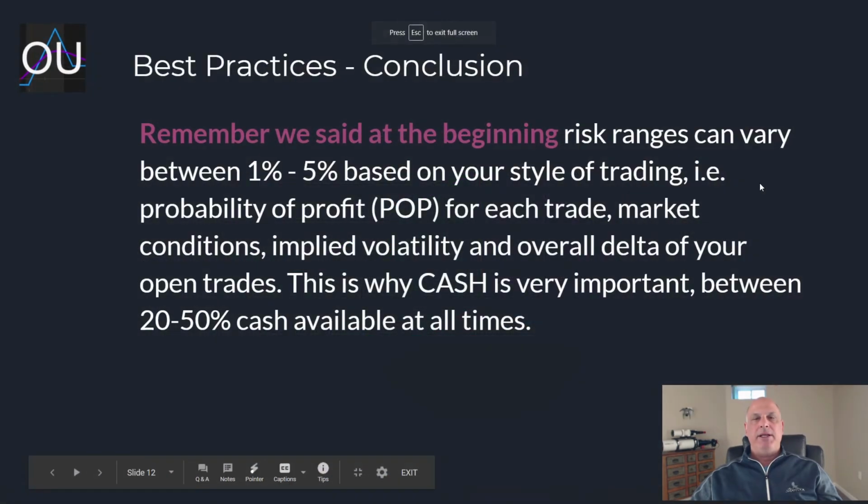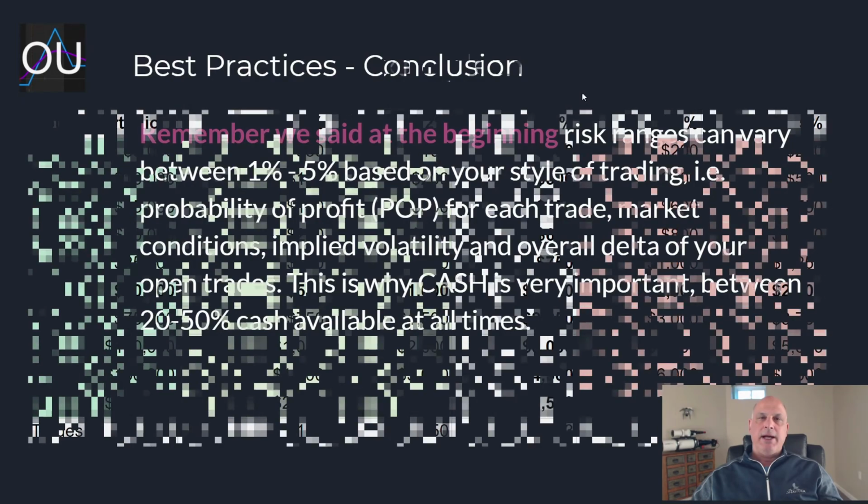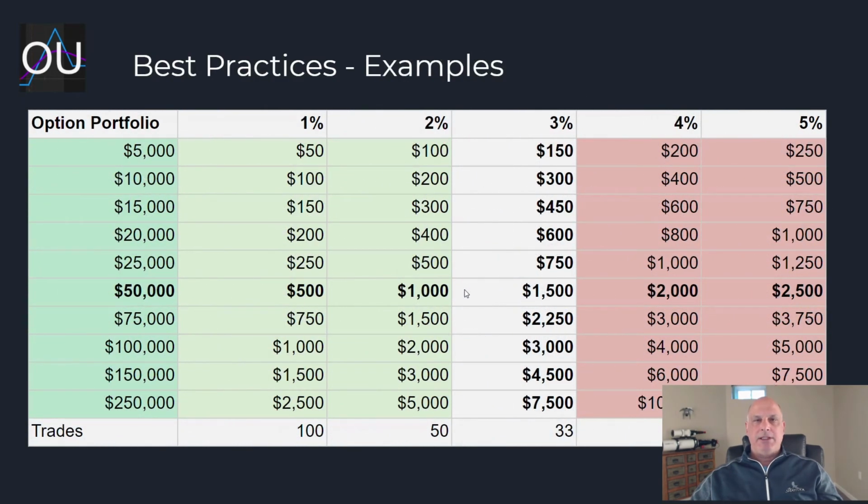So remember at the beginning we said that risk ranges can vary between 1 and 5% based on your style of trading, i.e. your probability of profit for each trade, your market conditions, your implied volatility, and overall delta of your trades. This is why cash is very important between 20 and 50% at all times. We didn't go into this too much, but going back to the slide, remember we said that implied volatility has a lot to do with our position size and market conditions. What does that actually mean?